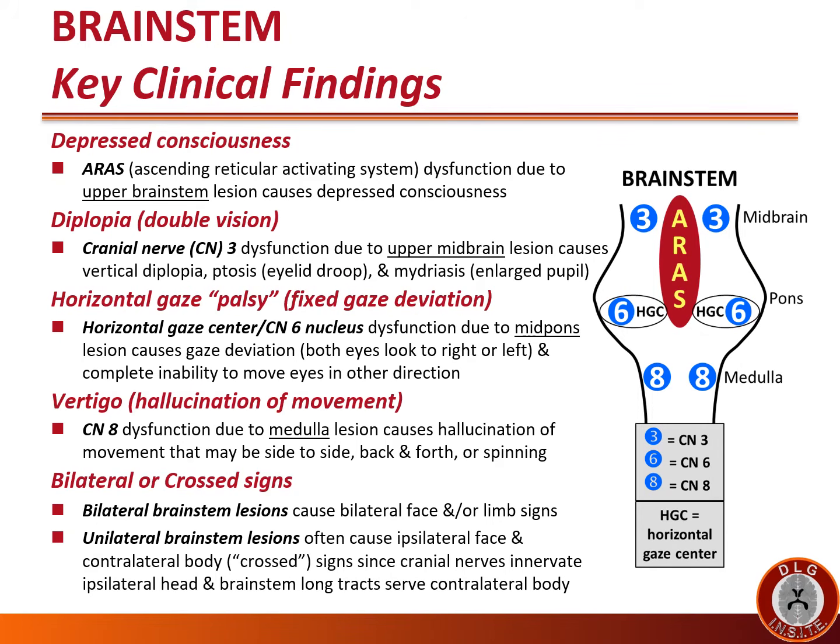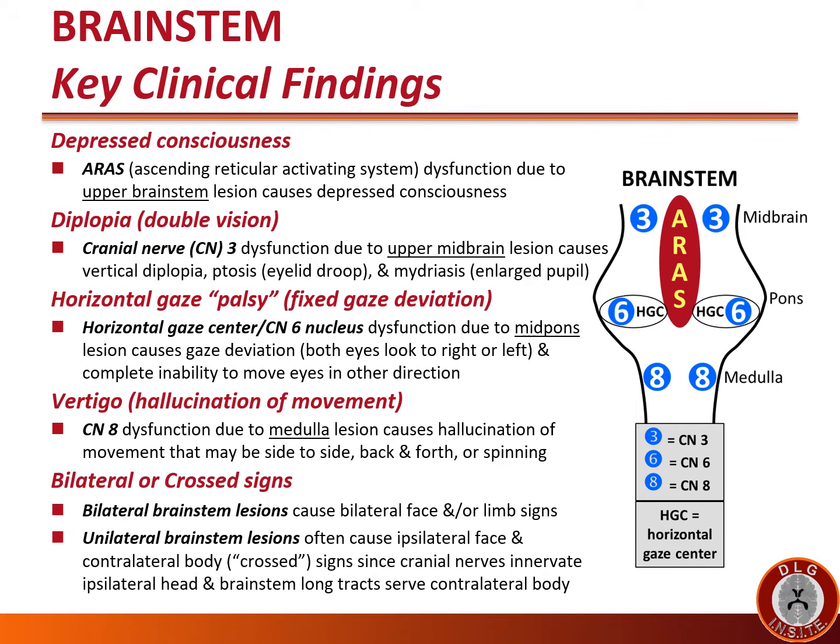Double vision, diplopia, is caused especially when you involve cranial nerve 3 due to upper midbrain lesions, which actually give you vertical diplopia. The two images, one image is a little higher than the other, along with ptosis, eyelid droop, and mydriasis, which is an enlarged pupil. Horizontal gaze palsy's fixed gaze deviation occurs when you involve the lateral pons in the horizontal gaze center.